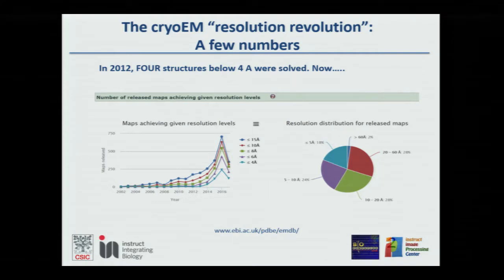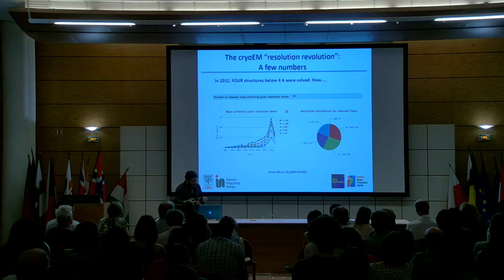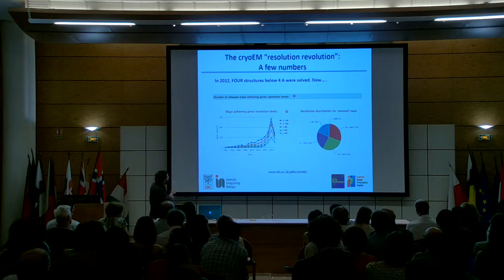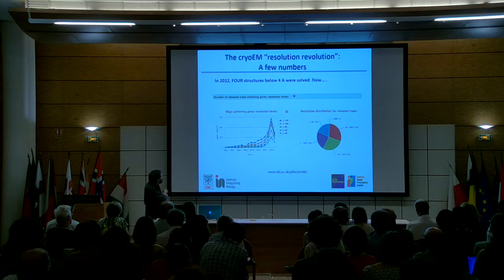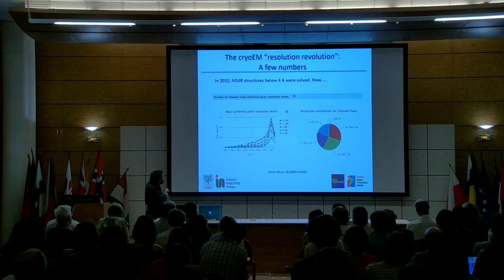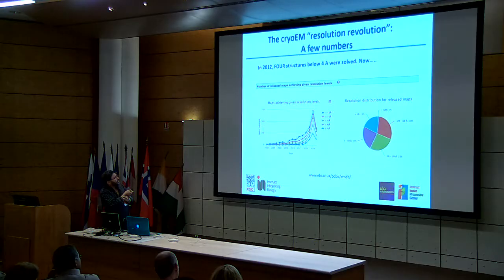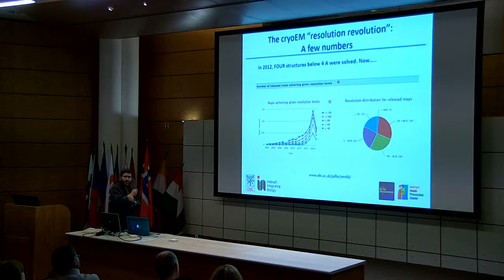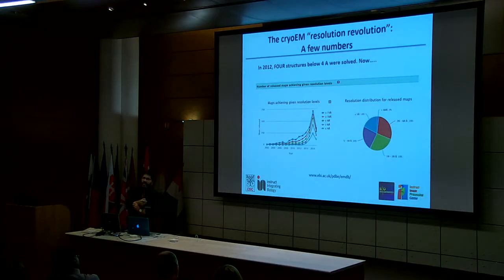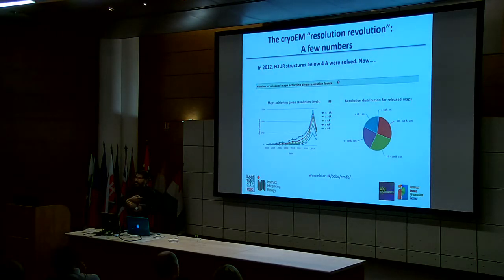A few numbers that you certainly know already, but I am introducing also here the EMDB, the electron microscopy database. That is our section of the PDB, and these graphs are directly taken from EMDB. You see here the number of structures, how they have gone over the years, and how something happened really around 2012 that made the number of structures larger, and also the resolution. At this moment, almost 20% of the structures are below 5 angstrom resolution. So this is a fact.